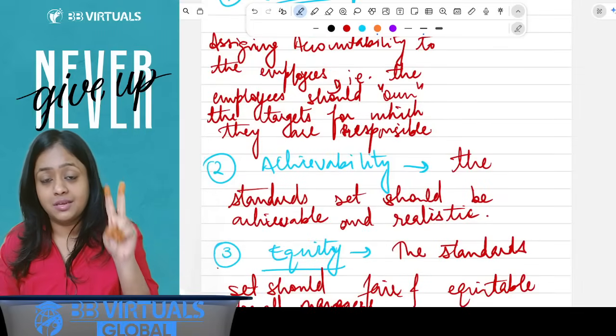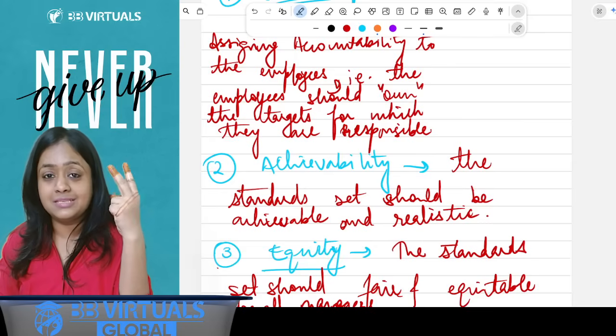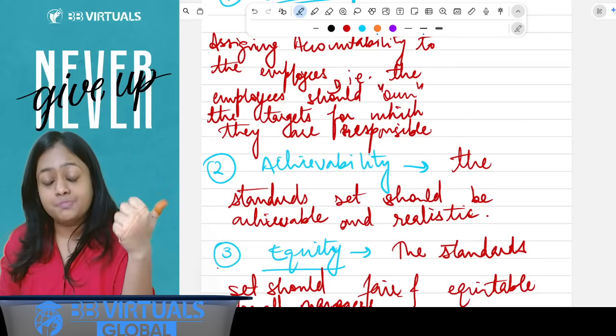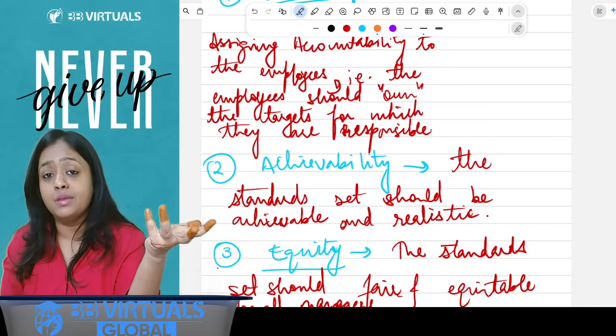Second is achievable. The target set should be achievable. So we have four types of standards: ideal, basic, current, and attainable. Ideal is generally not preferred. But the standard should be set in a way that they seem achievable by the employees. Only then they remain motivated.